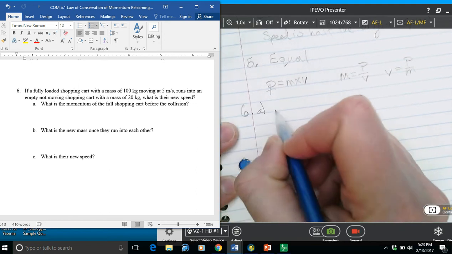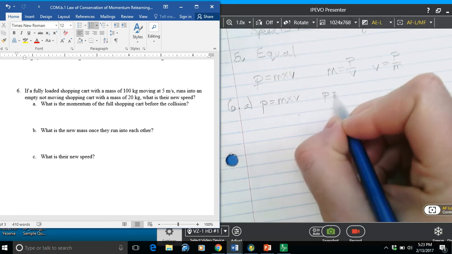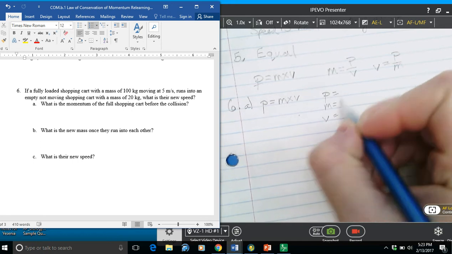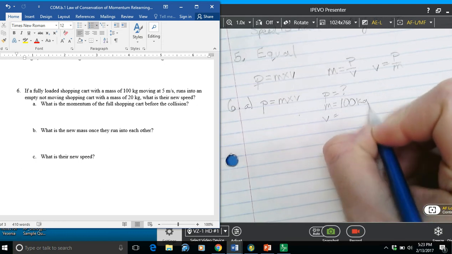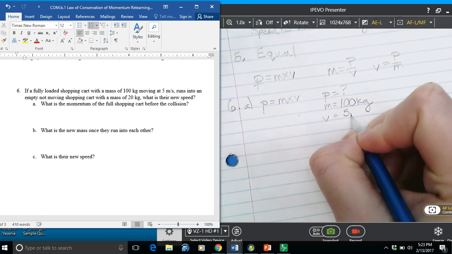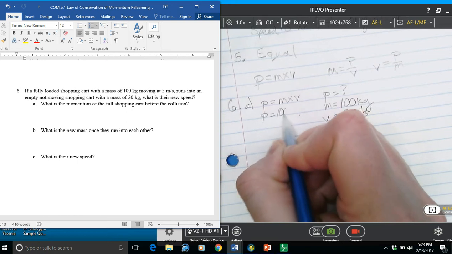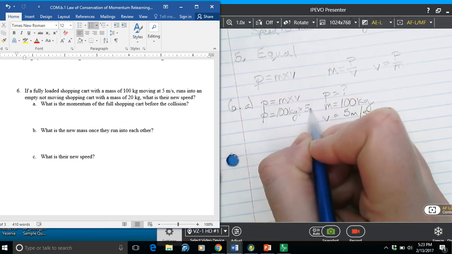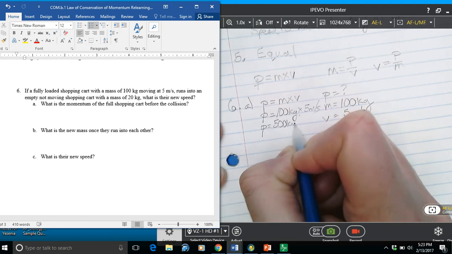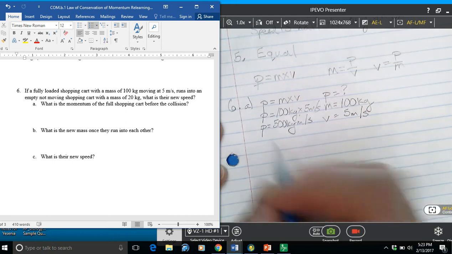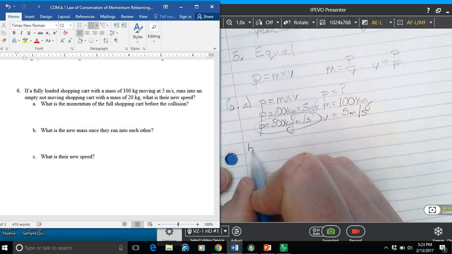So A is momentum equals mass times velocity. And I'm going to list what I know. I don't know momentum. I do know the mass of the cart is 100 kilograms, and I do know the velocity of the cart is 5 meters per second. So momentum equals 100 kilograms times 5 meters per second. And so our momentum is 500 kilogram meters per second. So that's the first part of the question.